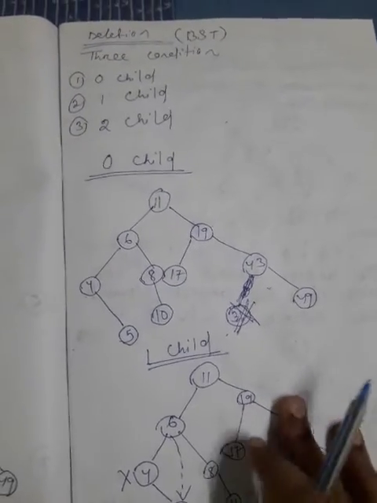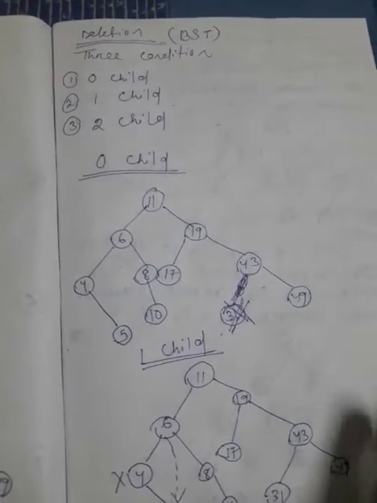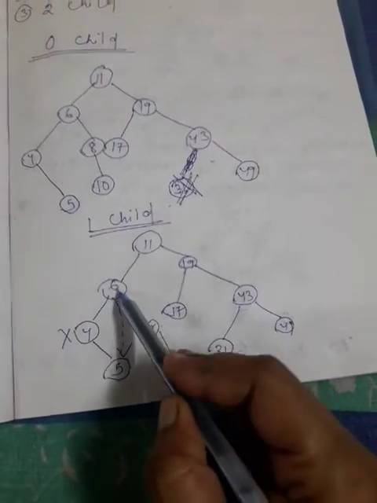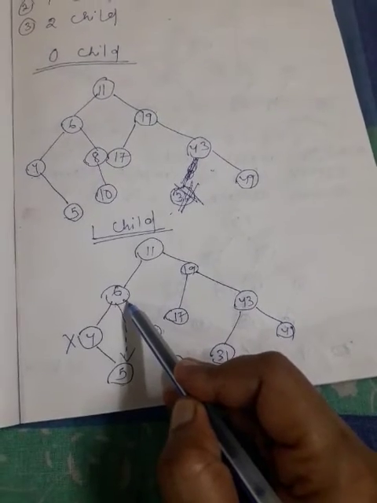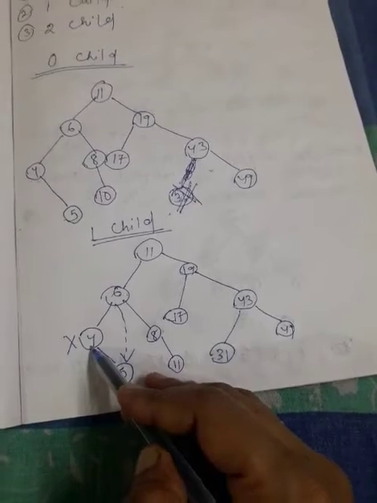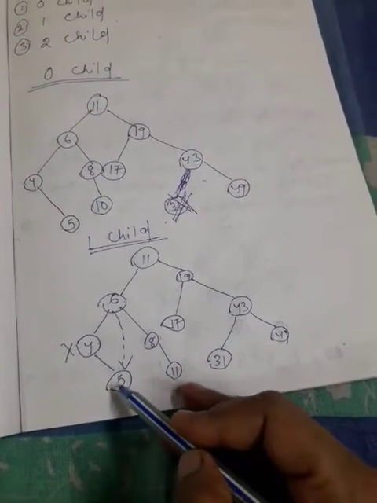Then the second condition is if one child is present under a node. Suppose 6 is a node. Under 6, one node is present, that is 4. And 4 is a node, under which one child is present, and that is 5.